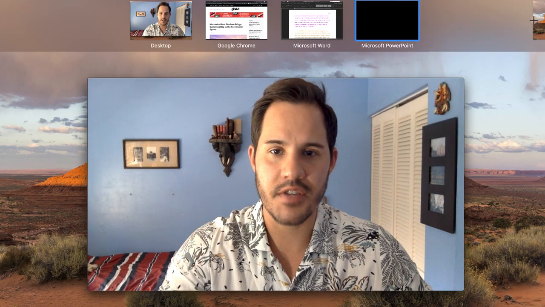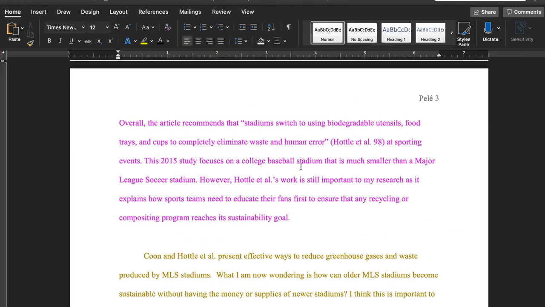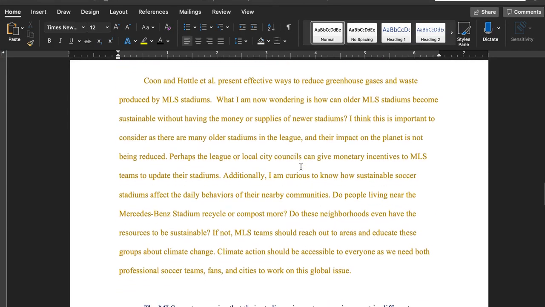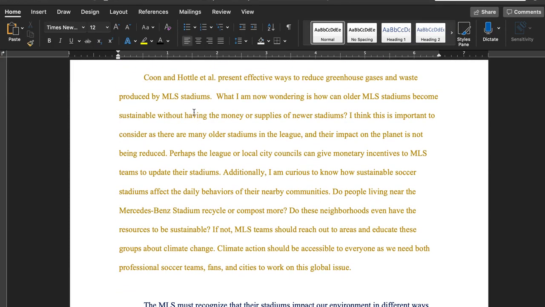You can see a sample of that in the essay, right? In this gold paragraph. So I start off by saying Kuhn, Hottel et al. present effective ways to reduce greenhouse gases and waste produced by MLS stadiums. What I'm now wondering, so here's my one singular line. This is the opener. The topic sentence tells us how these two not so similar articles come together.